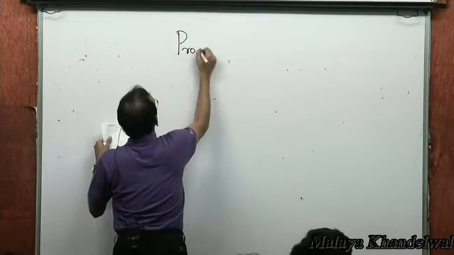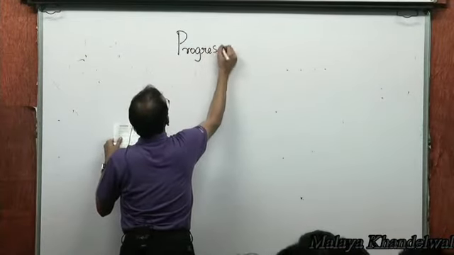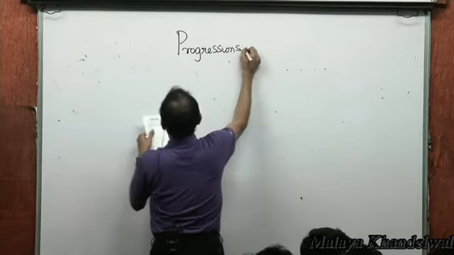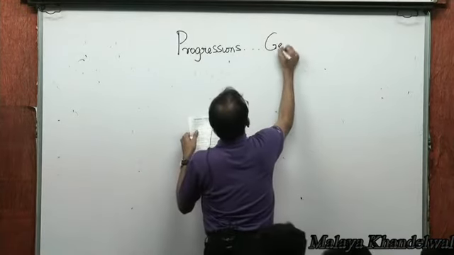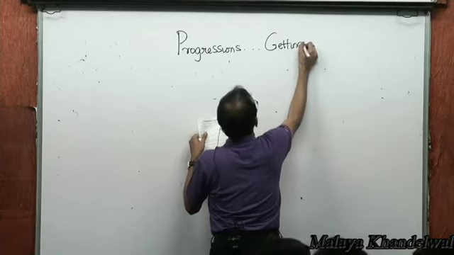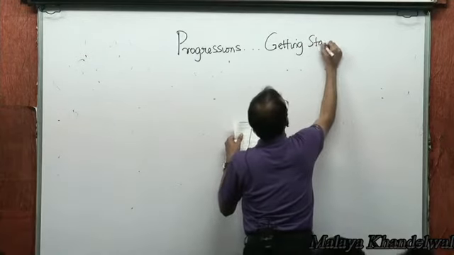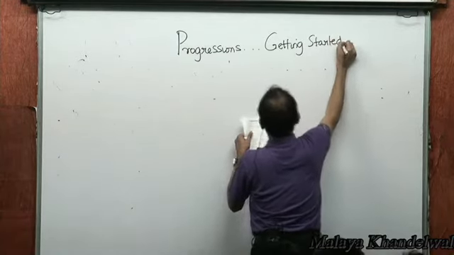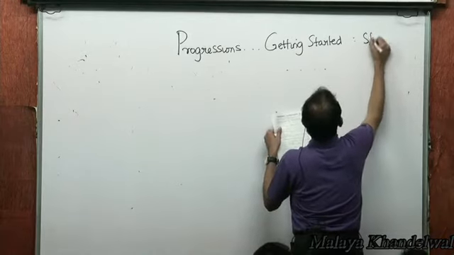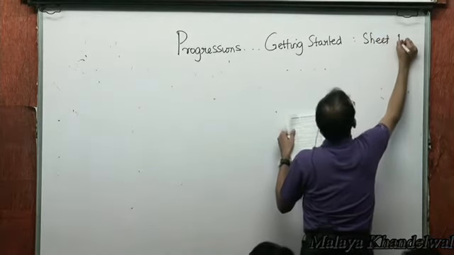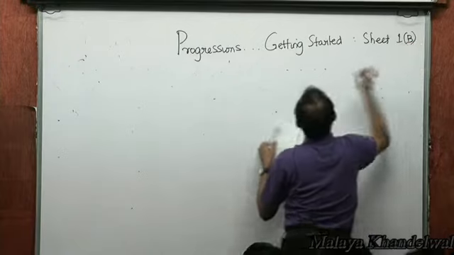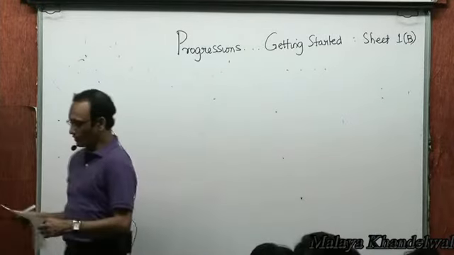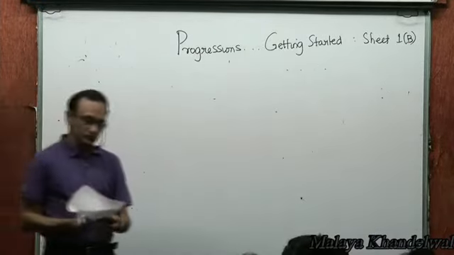Progressions. Getting started. Sheet 1B. Sheet 1B. All right.